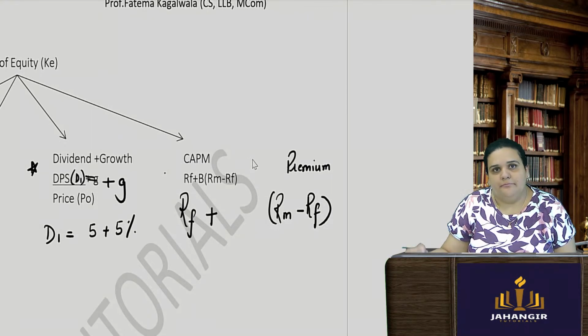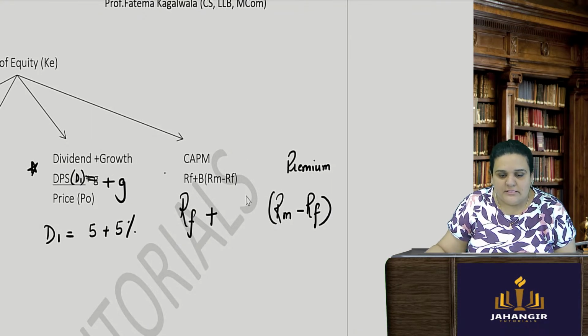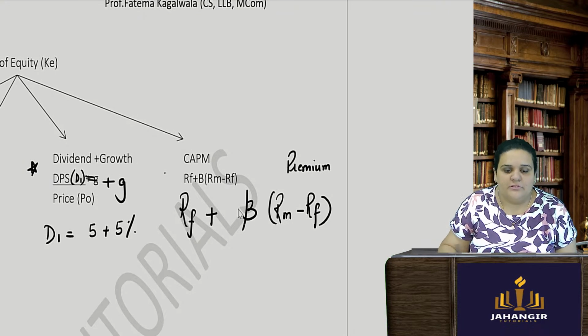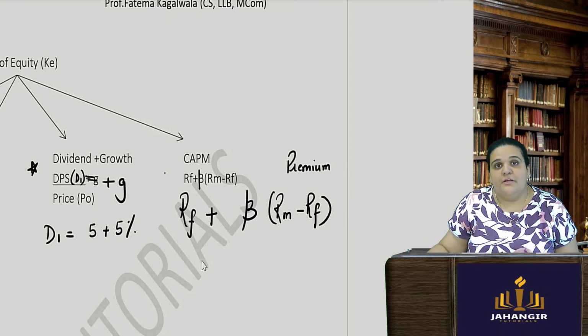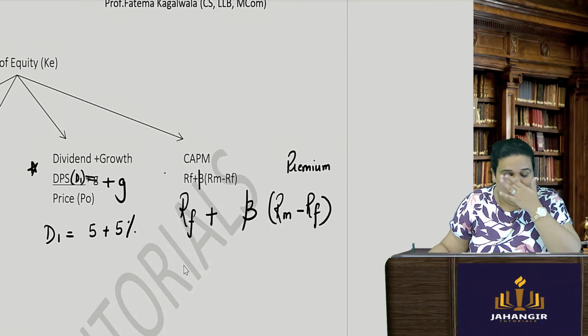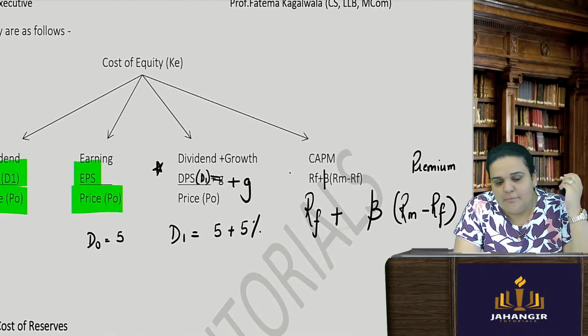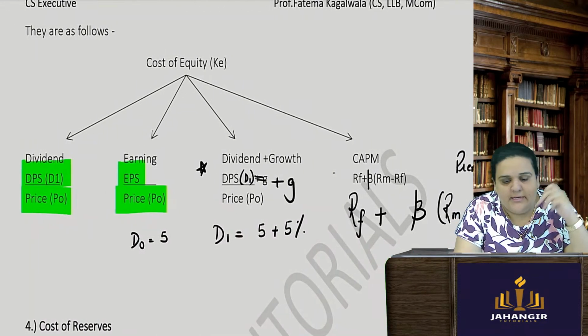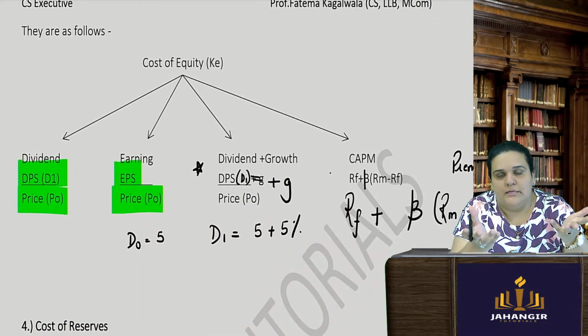Risk premium you can say. How much the risk is, is the beta factor. So this B is the beta factor. So cost of equity, 4 formulas. Write down all the 4 formulas. It is important. Anyone can give you the details accordingly. Apply the formula.